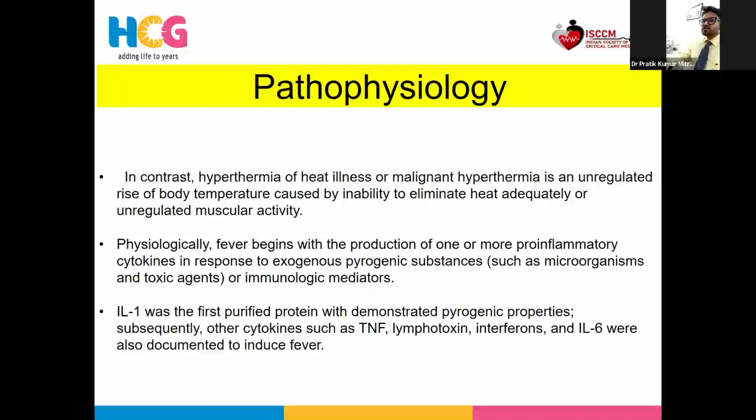In contrast, hyperthermia of heat illness or malignant hyperthermia is an unregulated rise of body temperature caused by inability to eliminate heat adequately or unregulated muscular activity. Physiologically, fever begins with the production of one or more pro-inflammatory cytokines in response to exogenous pyrogenic substances such as microorganisms, toxic agents or immunological mediators. IL-1, the first purified protein, as well as other cytokines, TNF, lymphotoxin, interferon, and IL-6, were documented to induce fever.